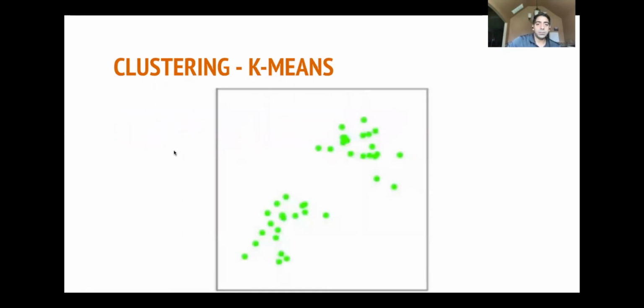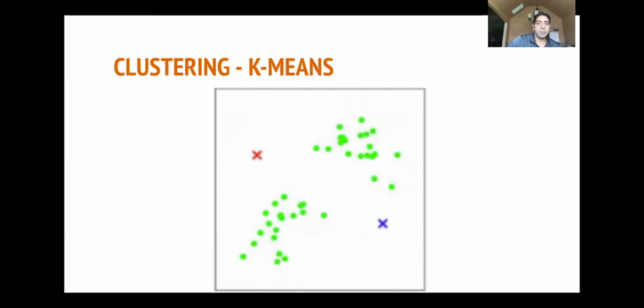So let's assume, and this is kind of clear cut, we have data like this, and we want to split it into 2 groups. For us it's easy, but the computer doesn't know. So what we do is take 2 dots and put them randomly. Then we take all the dots that are closer to the blue one and color them blue, and the ones that are closer to the red one, color them red.